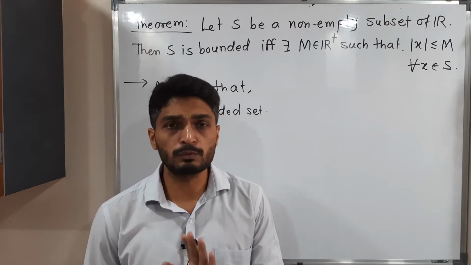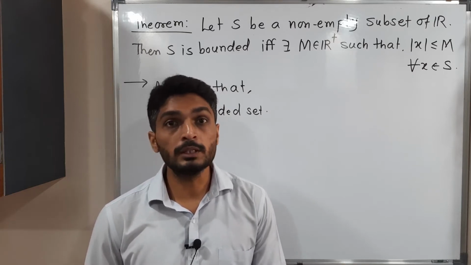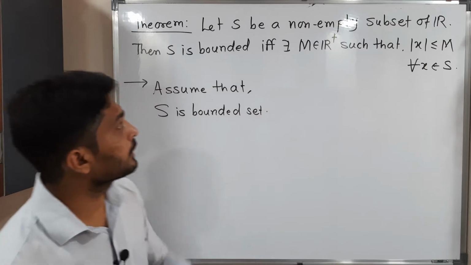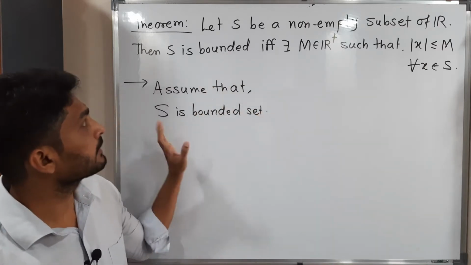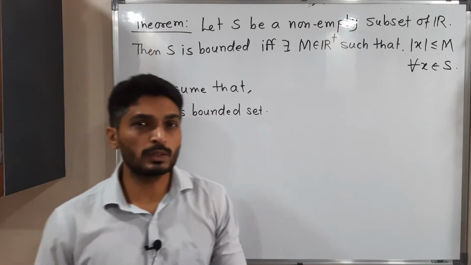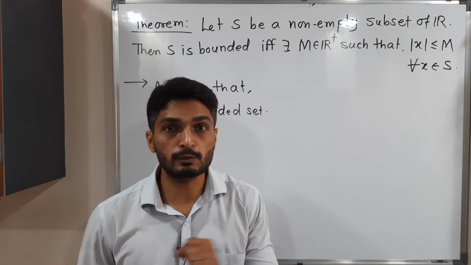It's very simple. The proof is very simple. Since the if and only if part is there, we have to prove it in both ways. So I am going to consider this part and prove that part first. I have considered here S is a bounded set. What is the meaning of bounded? A set is bounded means it is both bounded below as well as bounded above.